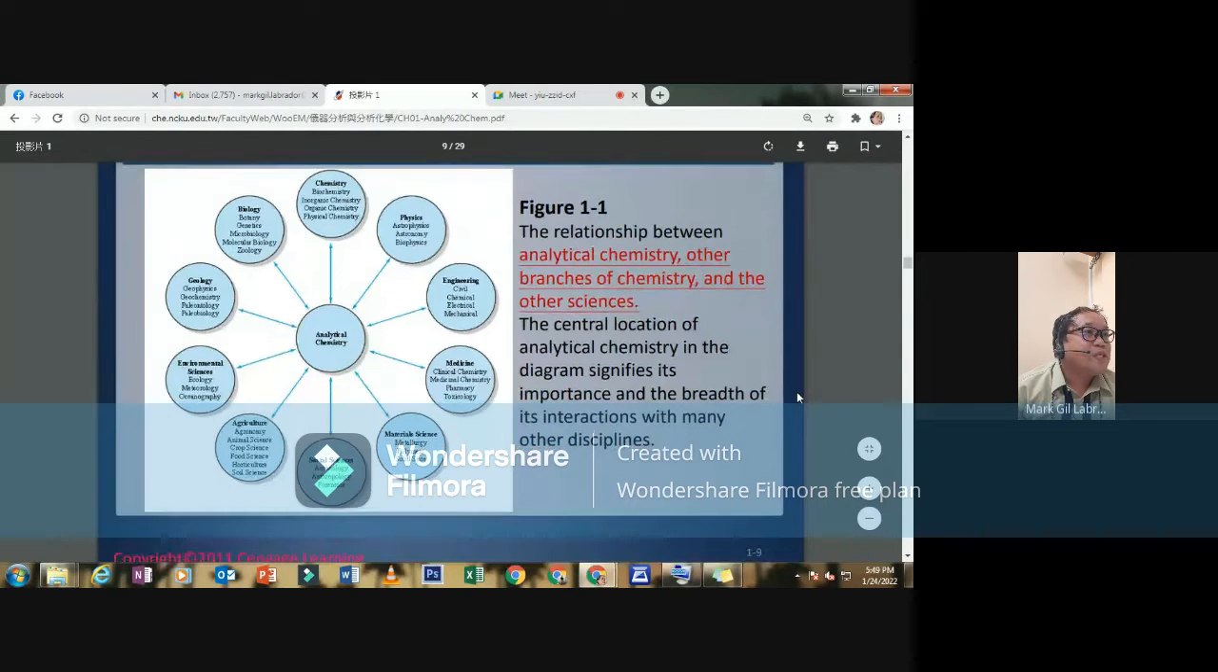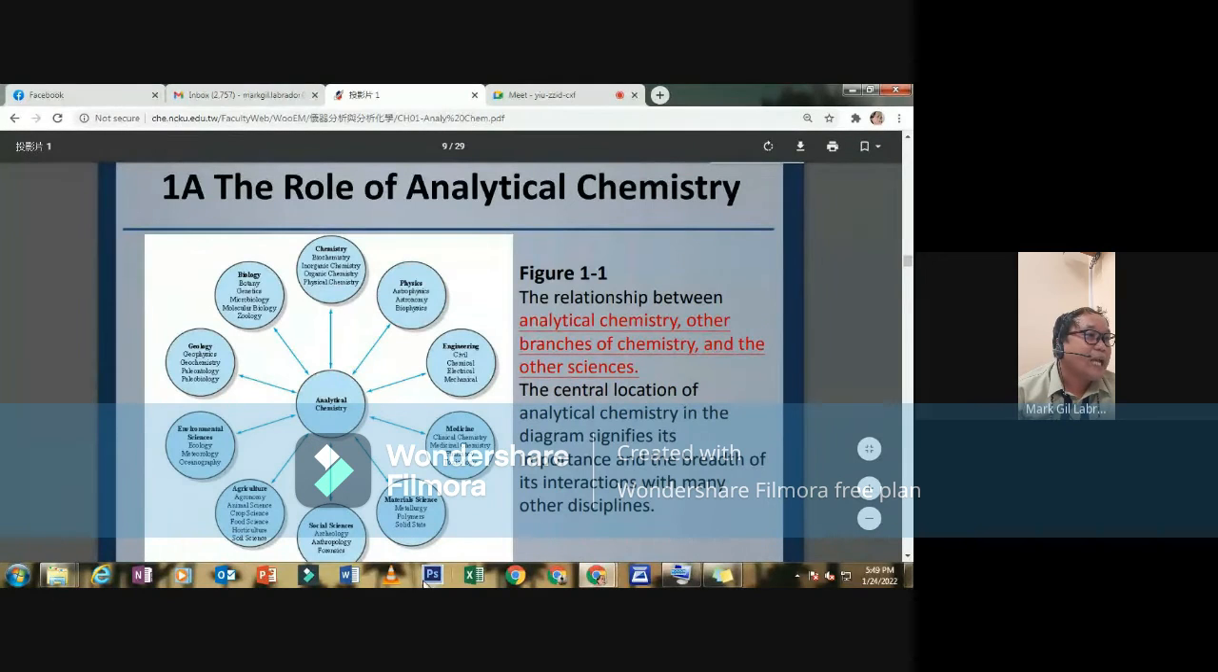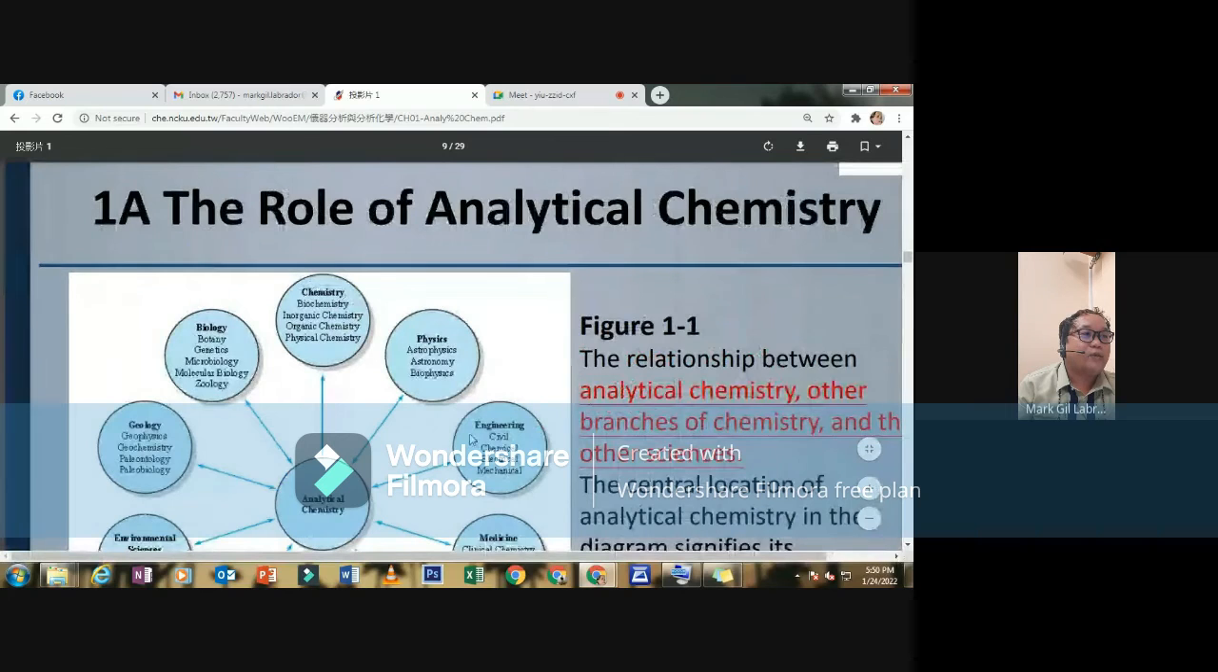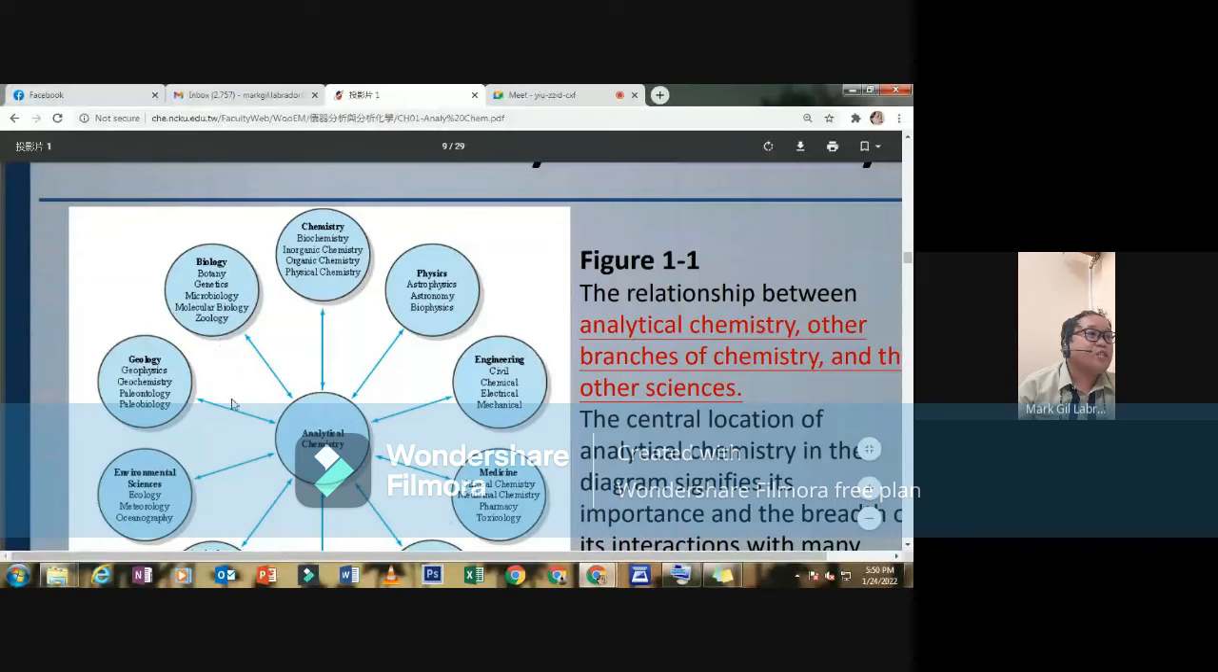Okay, now, so what is the role of analytical chemistry? Parang ganito ang kanyang role. Yes, especially ngayon sa pandemic, napakahalaga ng analytical chemistry. Why? So, first, in chemistry, it focuses on biochem, inorganic, organic, and physical chemistry. For biology, botany, genetics, microbiome, molecular bio, zoology. For geology, meron siyang geophysics, geochem, paleobiology.